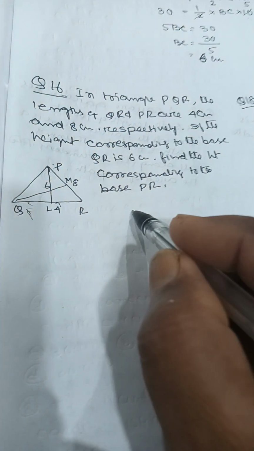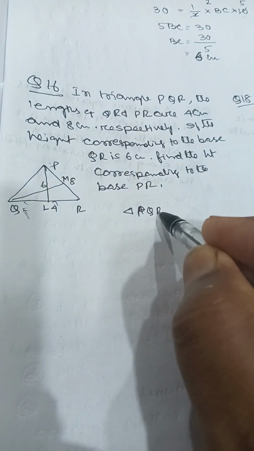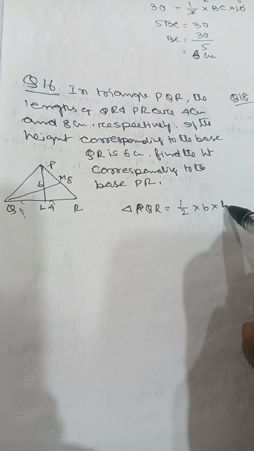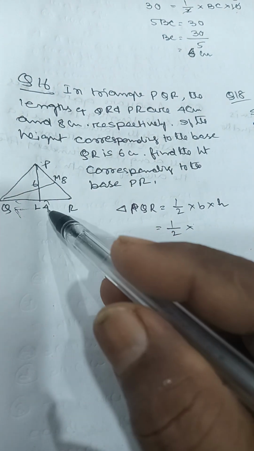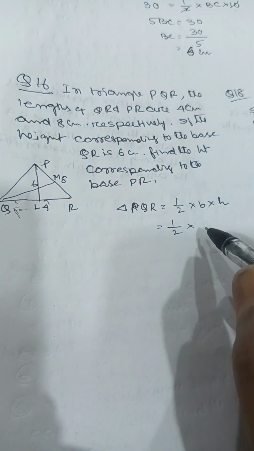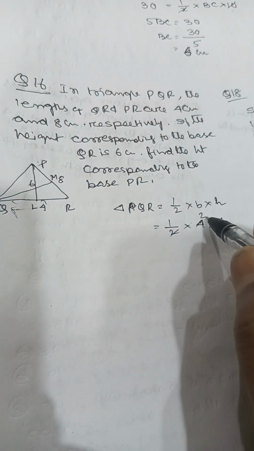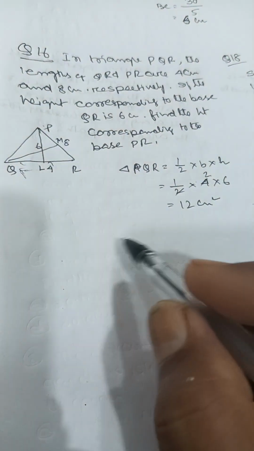So again you write area of triangle PQR is equal to, formula we know, half into base into height. Here in QR base is given 4, height is given 6, so you put it here 4 into 6, 2 and this cancel, so you will get 12 centimeter square. This is the area of the triangle.